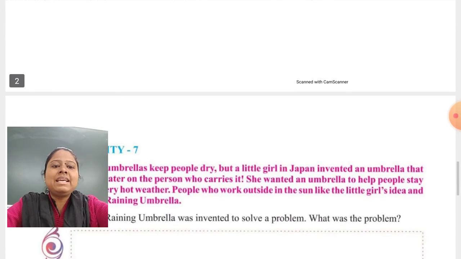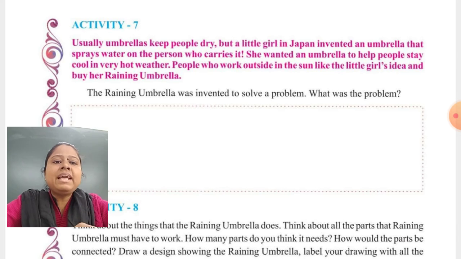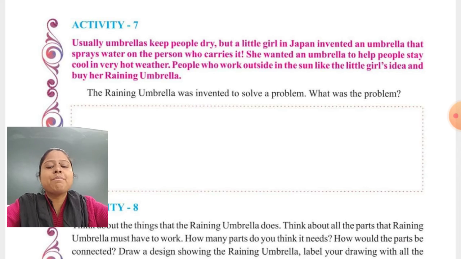Now let us see activity 7. Usually an umbrella keeps people dry, but a little girl in Japan invented an umbrella that sprays water on the person who carries it. She wanted an umbrella to help people stay cool in very hot weather. People who work outside in the sun like the little girl's idea and buy her raining umbrella.